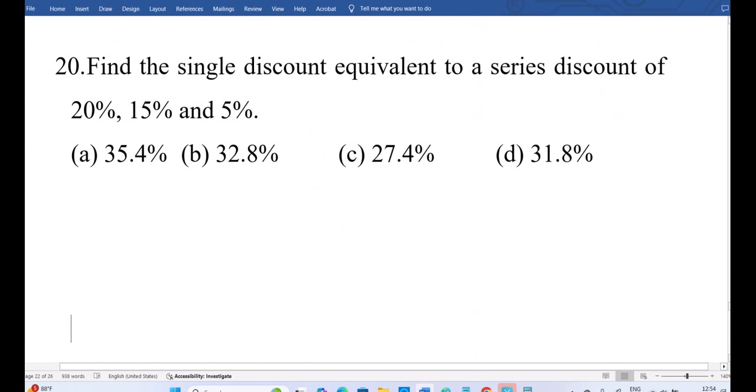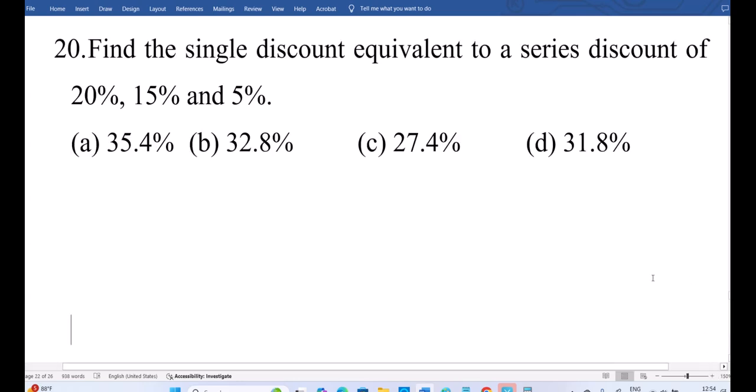20%, 15%, and 5%. Series of discounts of all these three is equal to what? Don't say 40, anyhow 40 is not there in the options. If you want to give a single discount instead of three discounts like 20, 15 and 5, what is the best suitable option they are asking. A single discount equivalent for that is what? So you can handle it very easily like this.